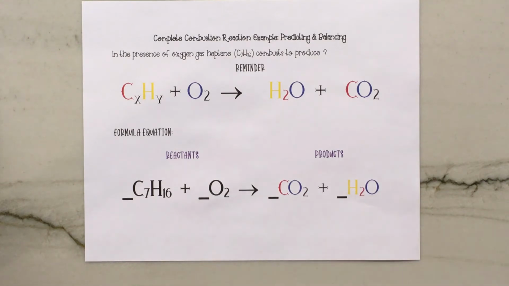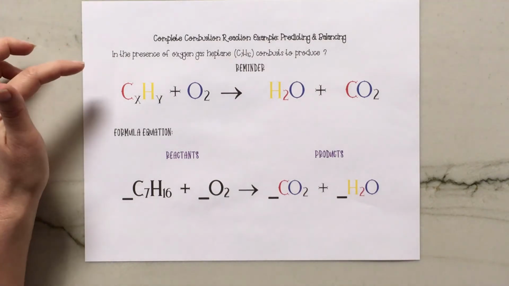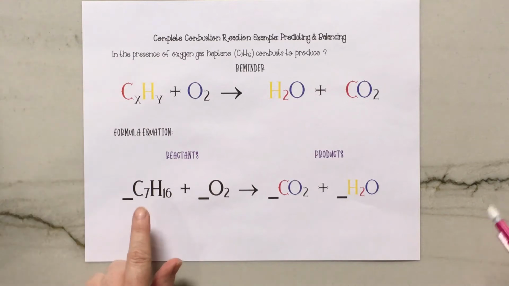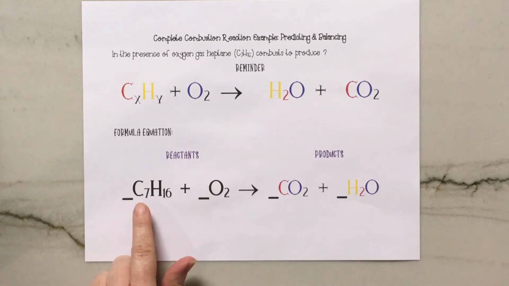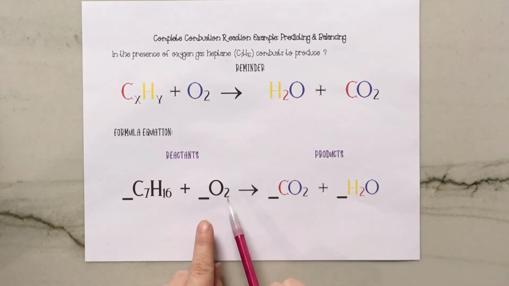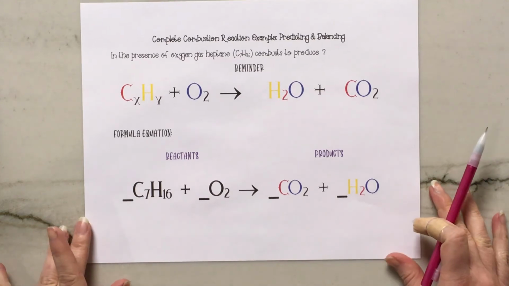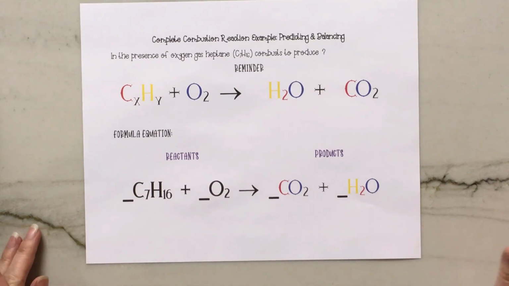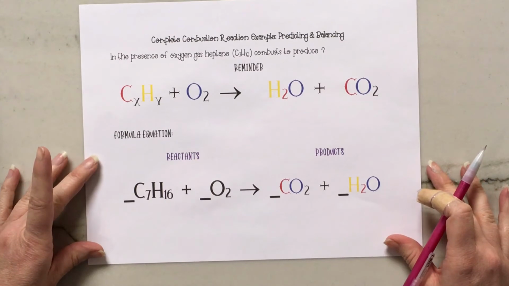So we have heptane, which is, hept is 7, so C7H16 plus oxygen gas, oxygen is diatomic, and every single time it's going to produce carbon dioxide and water. So let's balance this very, very fast. So your first step is this.